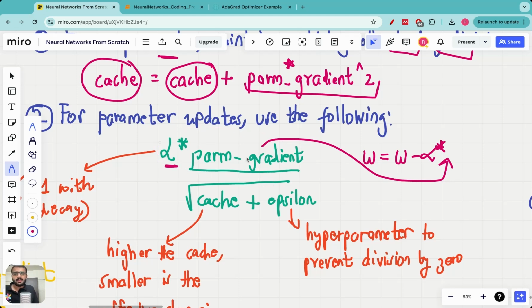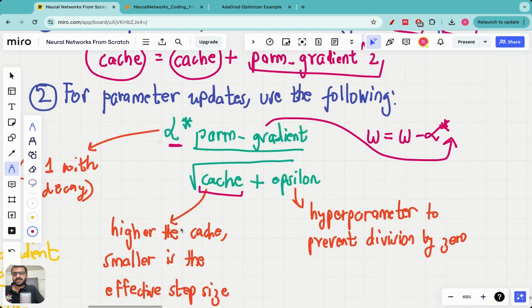But what is new in ADAGRAD is that we divide this by the square root of cache value plus epsilon. And remember, the cache value is the summation of the parameter gradient whole square. So let us understand the two terms of the denominator, cache and epsilon. The reason this cache term is in the denominator is that if the cache is high, which means that the parameter gradient values are historically very high, not just in the present iteration, but in the past iterations also. And if that is the case, we need the step size to be smaller. So that's why we are dividing by the cache.